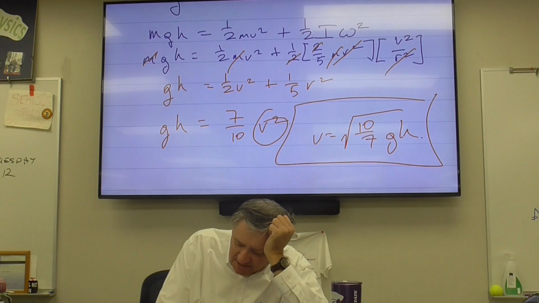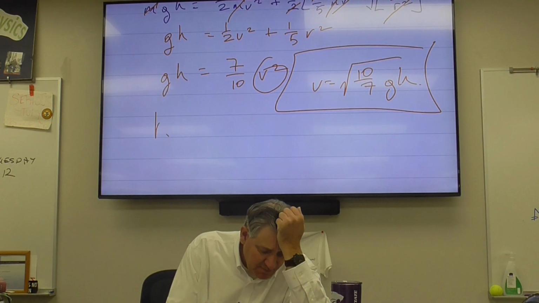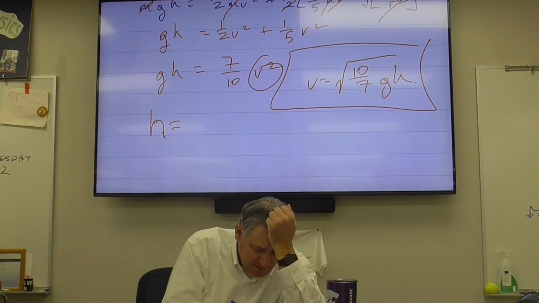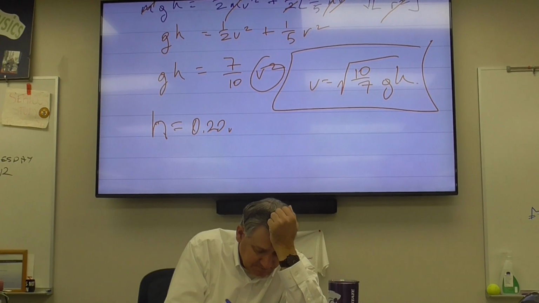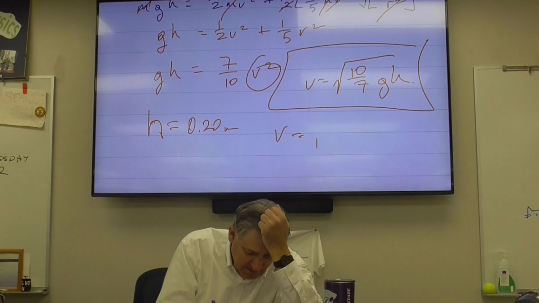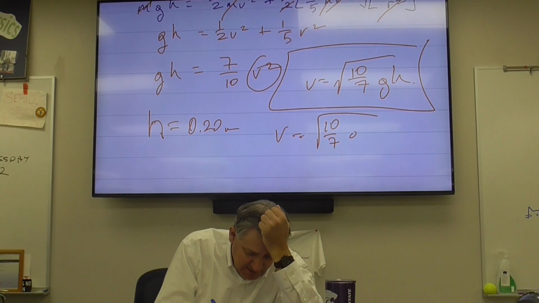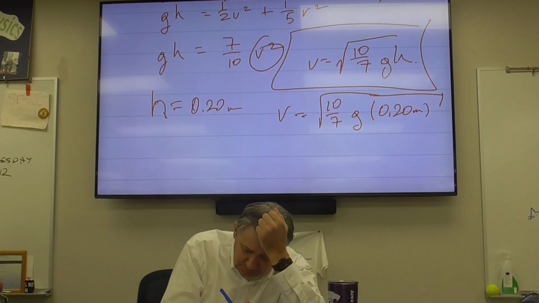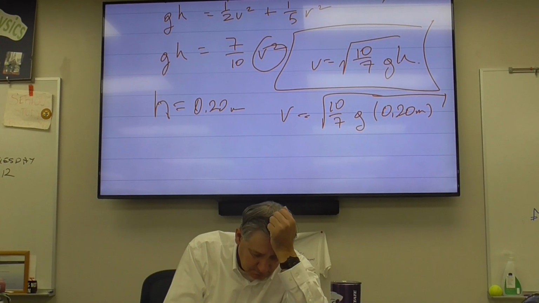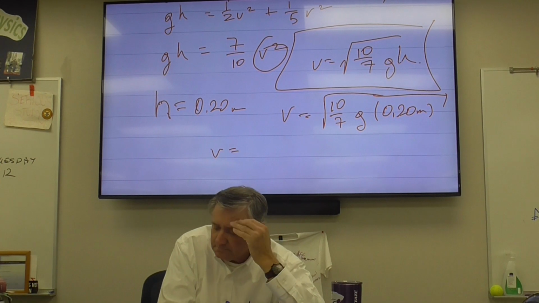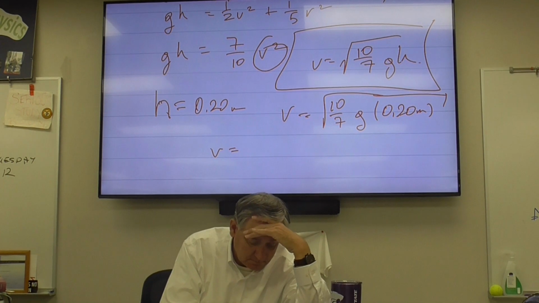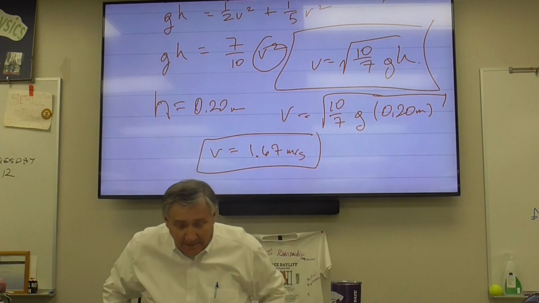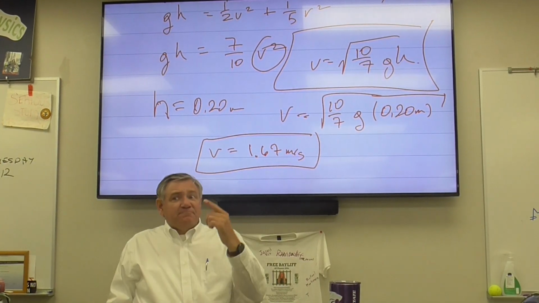So let's say that the height was actually 20 centimeters, which is what it was. So the height is 0.20 meters. So somebody take the square root of 10/7 times g times 0.20 meters. 1.67. Cool. Okay?